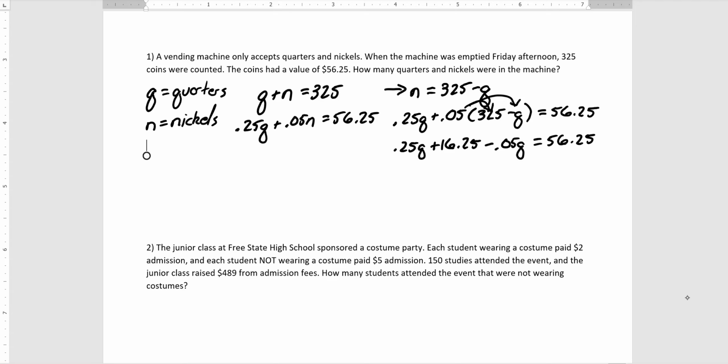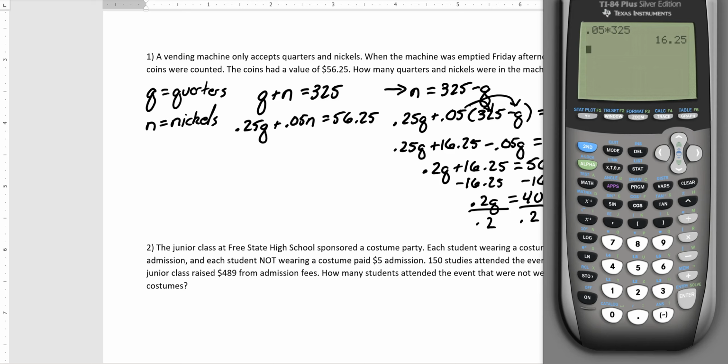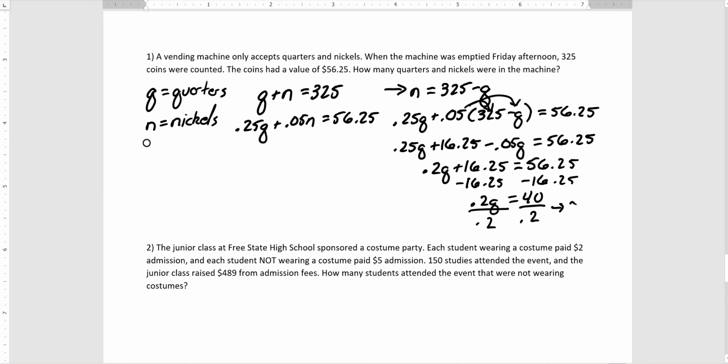So combine our like terms. We will have 0.25Q minus 0.05Q would be 0.2Q plus 16.25 equals 56.25. And I need to get Q all by itself, so subtract 16.25. So that would be 0.2Q equals 40. 40 divided by 0.2. That's the same thing as 40 times 5, but we can do it on here just to make sure. 40 divided by 0.2 equals 200. Fantastic. So we'll say that Q equals 200.